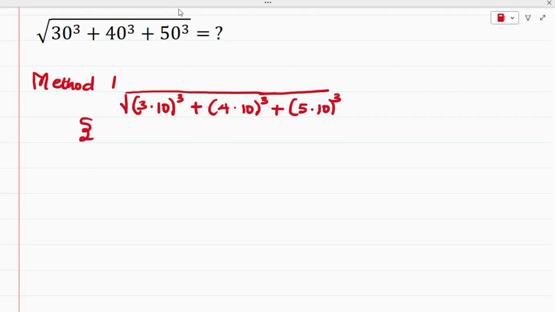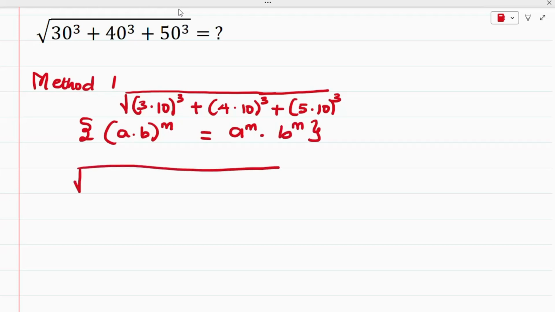Then from the property of exponents, if we have a multiply b raised to the power of m, this is equal to a raised to the power of m multiply b raised to the power of m. So we have this to be the square root of 3 raised to the power of 3 multiply 10 raised to the power of 3, plus 4 raised to the power of 3 multiply 10 raised to the power of 3, plus 5 raised to the power of 3 multiply 10 raised to the power of 3.